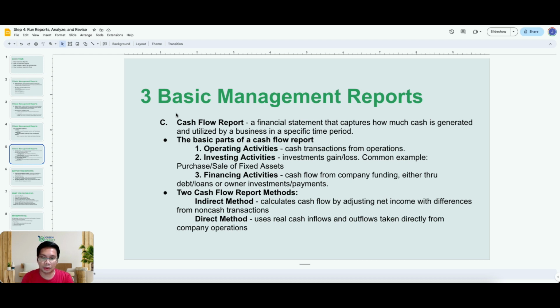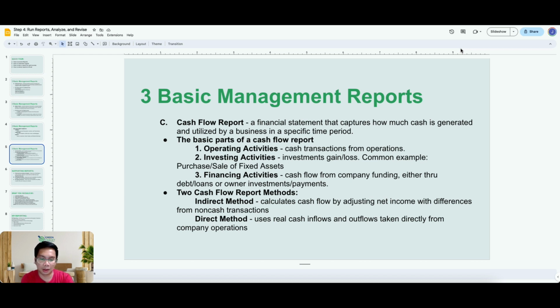There are two major methods on how to do cash flow report. The first one is indirect method. It calculates cash flow by adjusting net income with differences from non-cash transactions. Non-cash transactions are transactions that don't directly involve cash. Second one is direct method.